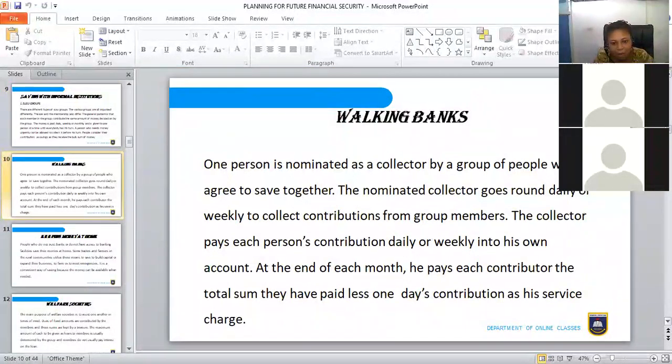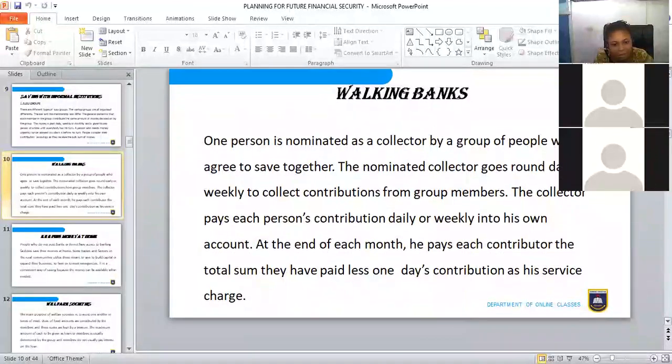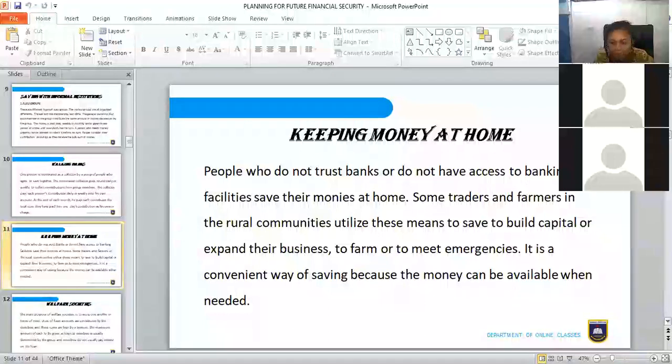We can also talk about another one, keeping money at home, like the first example I cited. There are some people who don't trust the banks. They don't trust the bank at all. So instead of keeping money at the bank, they prefer to keep it at home. Some traders and some farmers in the rural communities utilize this means to save, to build, and also to expand their businesses or to farm and to meet emergencies. And they feel it is convenient for them because anytime they need their money, they can go for it.